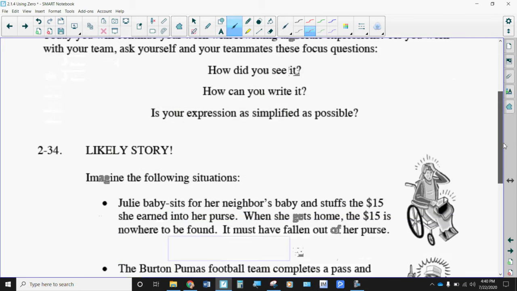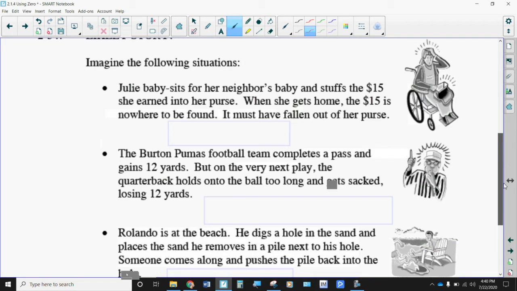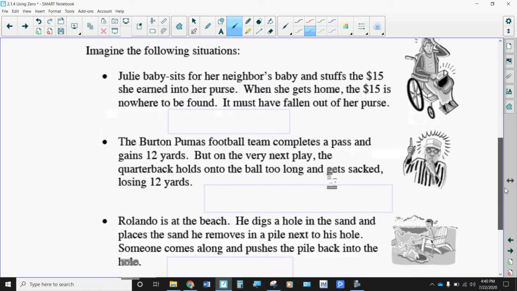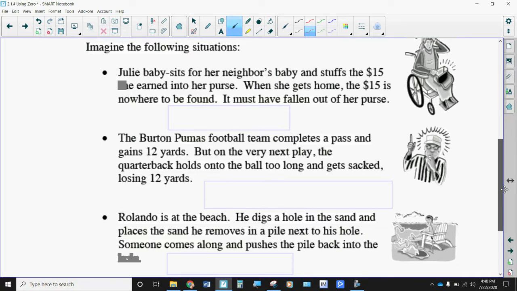So there are 3 little scenarios here that I want you to read. I'll read out as well. And then we're going to answer some questions at the bottom. It says, Julie babysits for her neighbor's baby and stuffs the $15 she earned into her purse. When she gets home, the $15 is nowhere to be found. It must have fallen out of her purse.